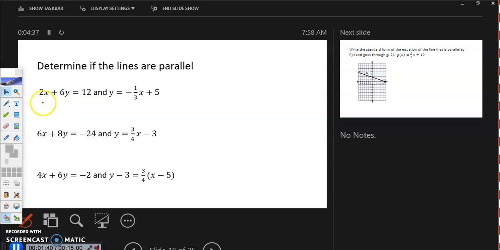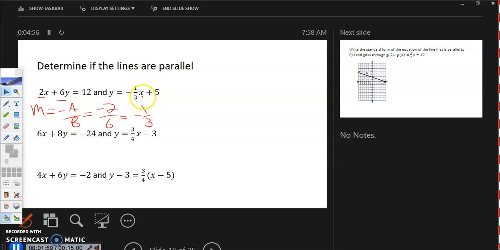Since this first equation is in standard form, I can use the shortcut m equals -a over b to find the slope. In this case, the a value is 2, so the slope is going to be -2 over the b value, which is 6. That's going to reduce down to -1/3.